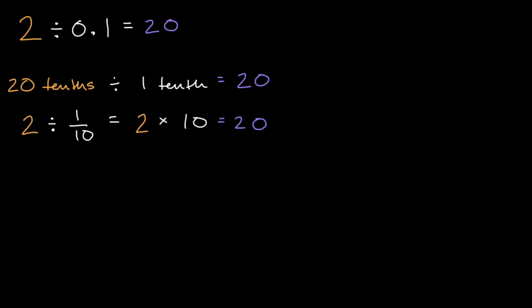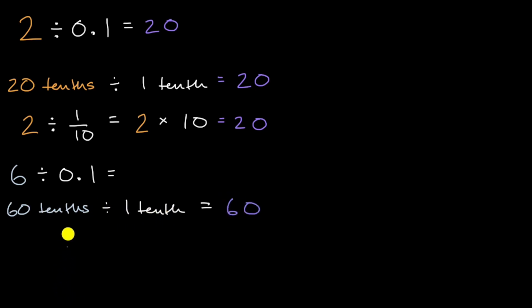Let's do another example. So let's say we wanted to figure out what 6 divided by 1/10 is. Pause this video and see if you can figure that out. All right. Well, you could do the same idea. 6 wholes is equal to how many tenths? It's equal to 60 tenths. So I'll rewrite this as 60 tenths divided by 1/10 is equal to what? Well, if I have 60 of something, and if I divide it into groups of 1 of that something, I'm going to have 60 equal groups of 1. So this is going to be equal to 60.